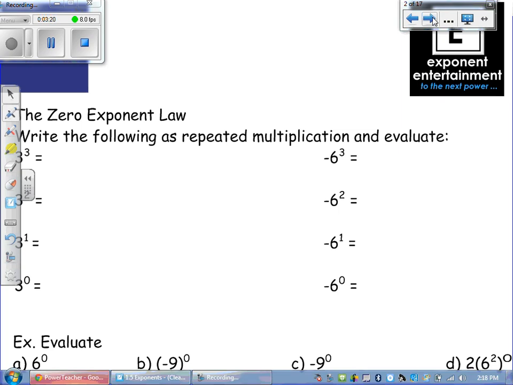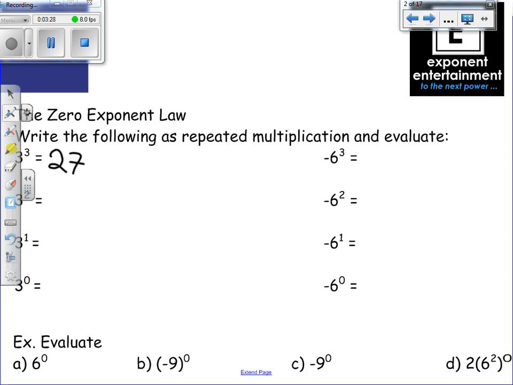So, fill in the chart as you go through. 3 to the power 3 is what? 3 to the power 2 is what? 3 to the power 1 is? 3 to the power 0 is what? Is it 0 or is it 1? It's 1.